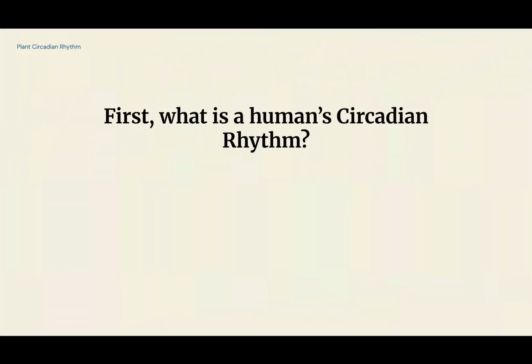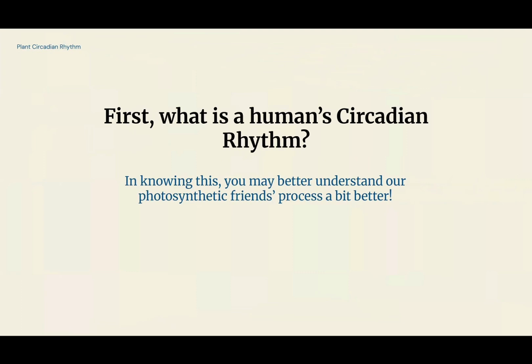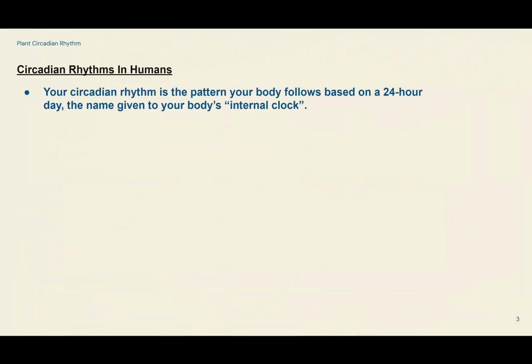So, what's a human's circadian rhythm? In knowing this, you may be able to better understand our photosynthetic friends' process a bit more. Circadian rhythm in humans is the name of your internal clock that your body follows. Like, you wake up 5 minutes before your alarm. That's your internal clock knowing when to wake you up.